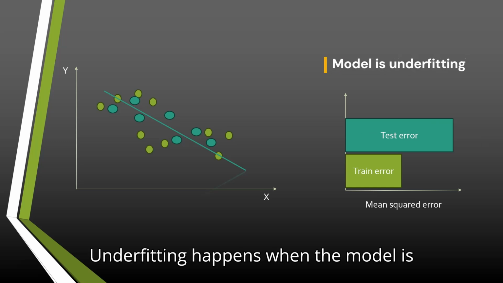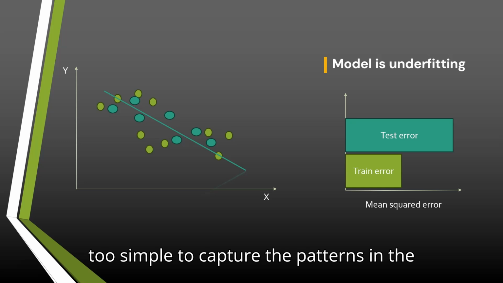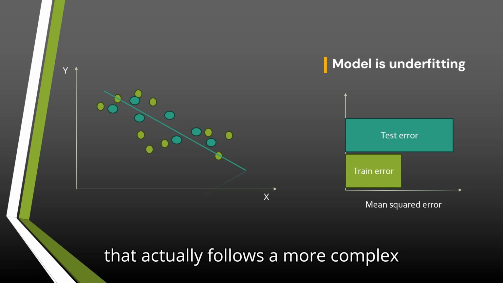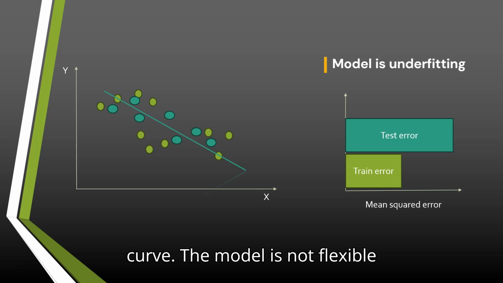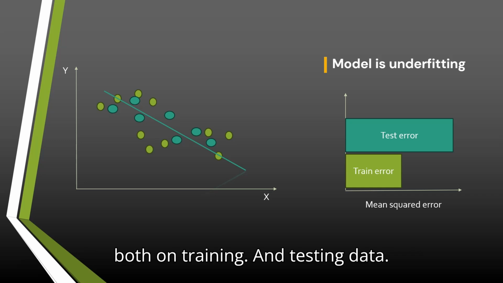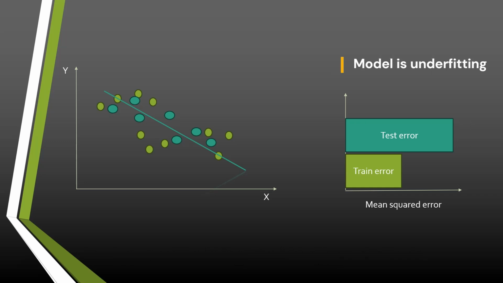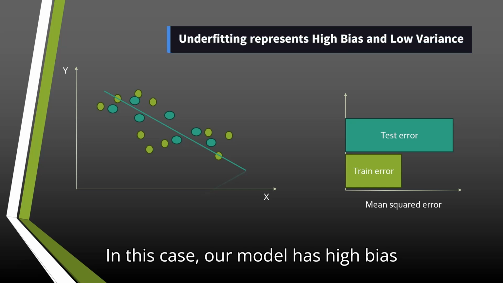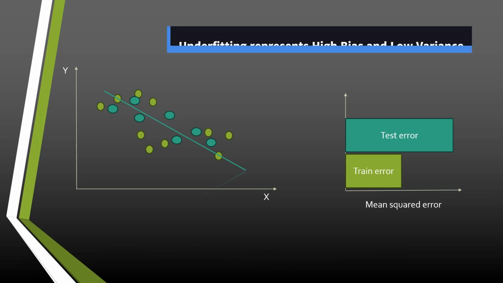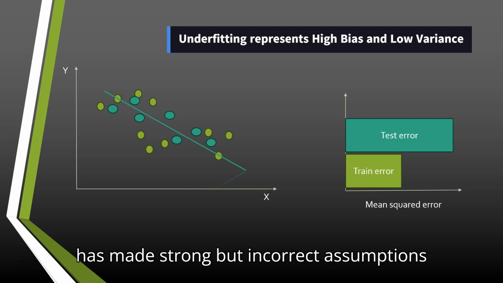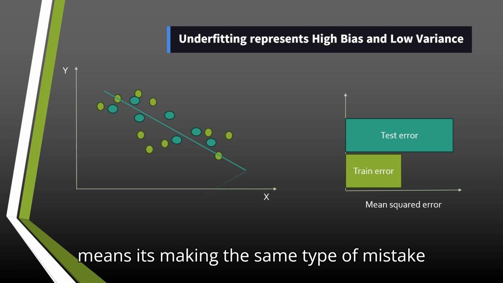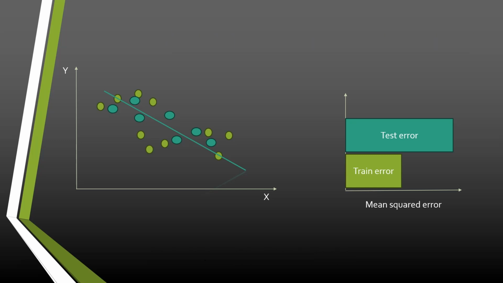Underfitting happens when the model is too simple to capture the patterns in the data. A good example would be using a straight line to fit data that actually follows a more complex curve. The model is not flexible enough, and so it makes wrong predictions both on training and testing data. In this case, our model has high bias and low variance. High bias means the model is consistently wrong. It has made strong but incorrect assumptions about the data. Low variance means it's making the same type of mistake across different datasets.